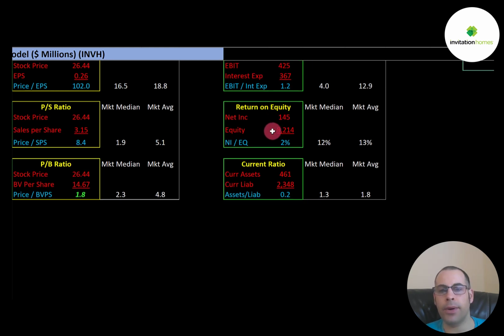ROE is net income over equity. I like to see above 20%. They're only at 2%. And they have a really bad current ratio. That's current assets over current liabilities. I like to see between 1.2 and 2. They can only cover about 20% of their current liabilities, so they need to take on a lot more debt.